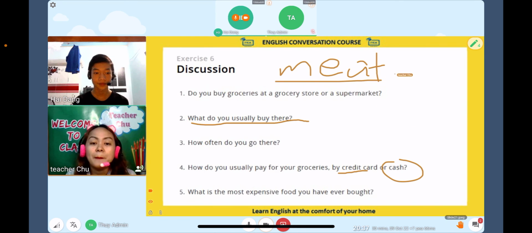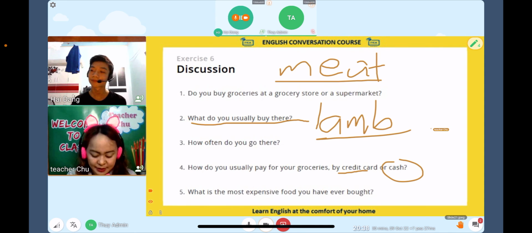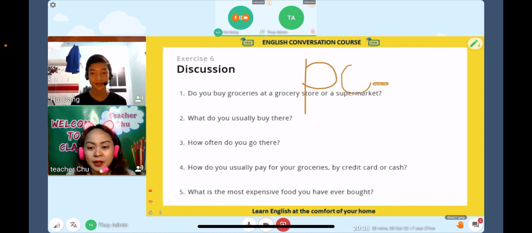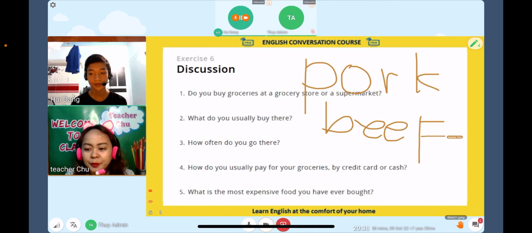But in the Philippines, meat is also expensive. How about lamb? I don't know because I have never bought that. Okay. How about pork? It's also expensive. The same in the Philippines. In the Philippines, it's also expensive. Meat, fish, pork, beef. They are all expensive.